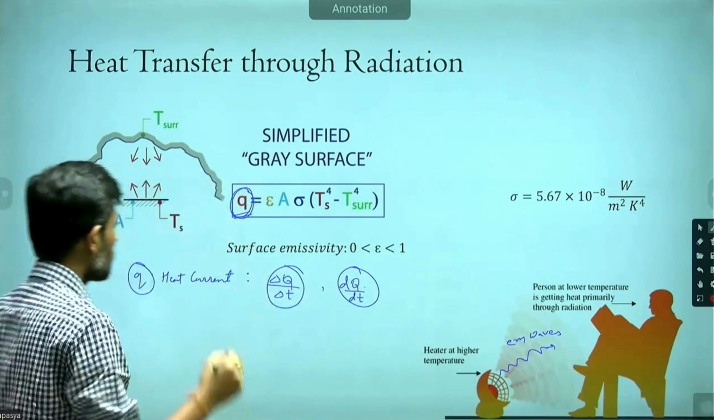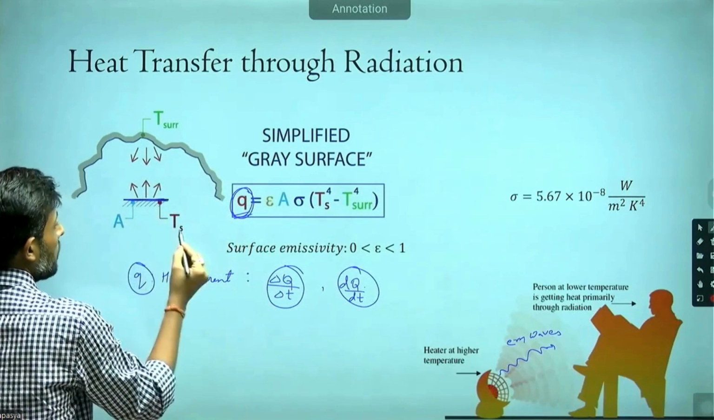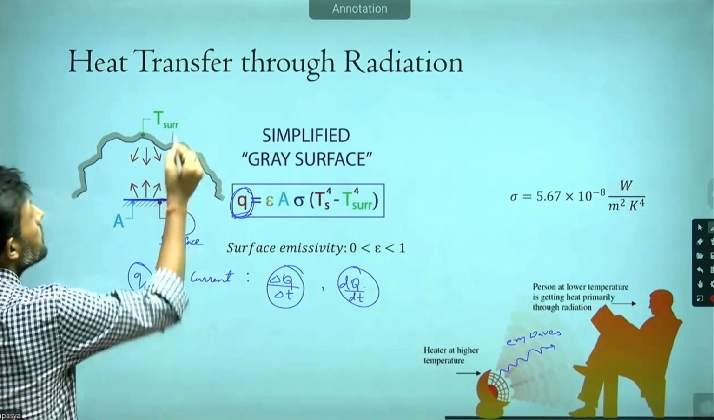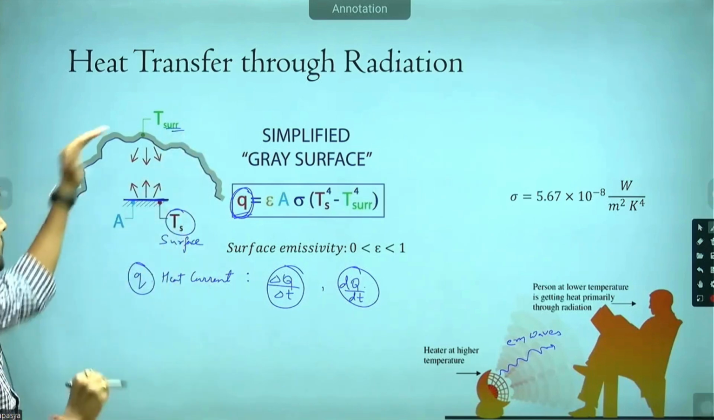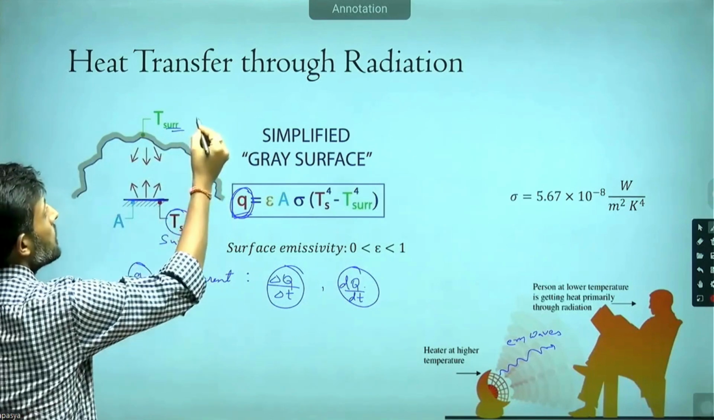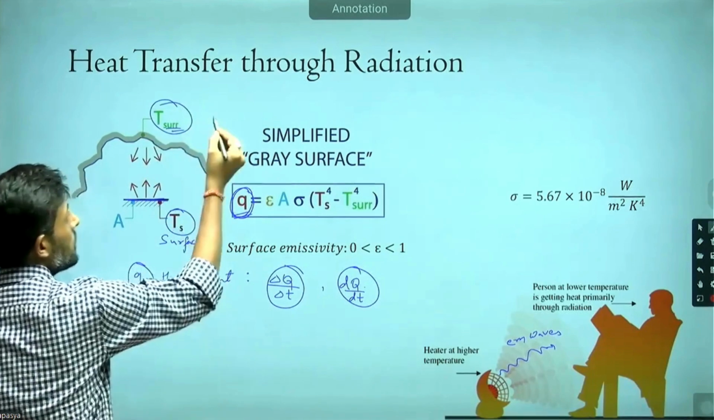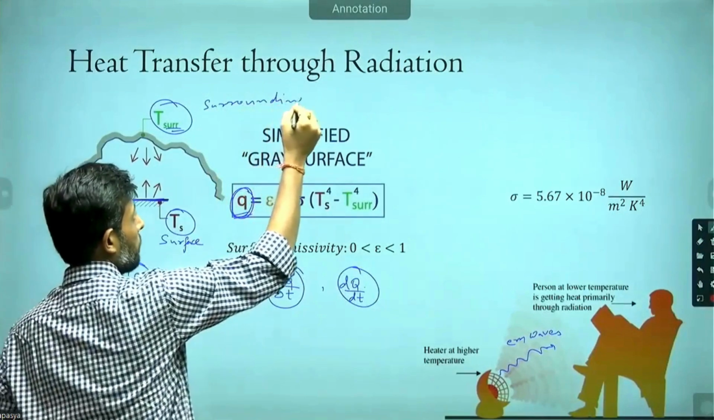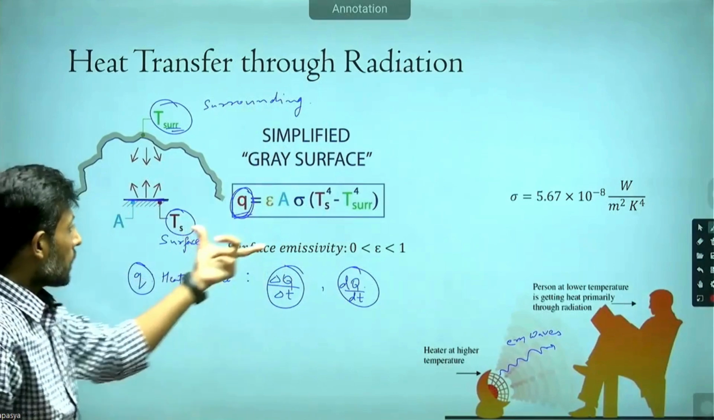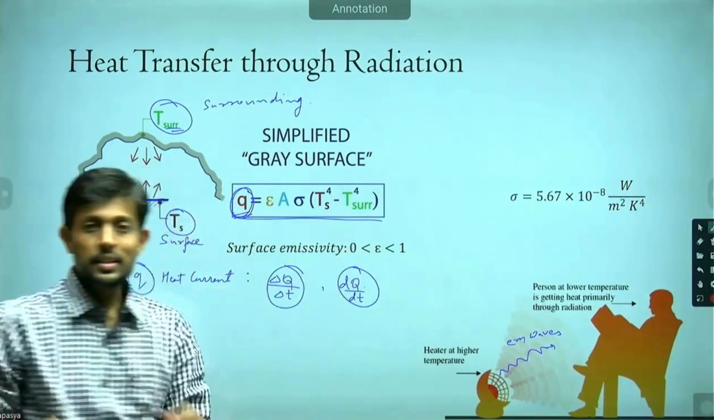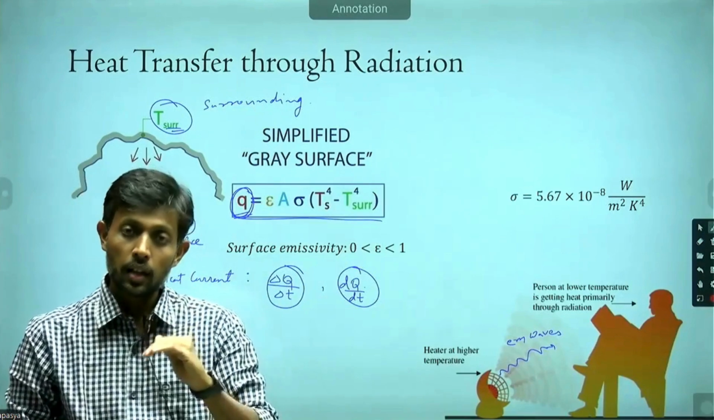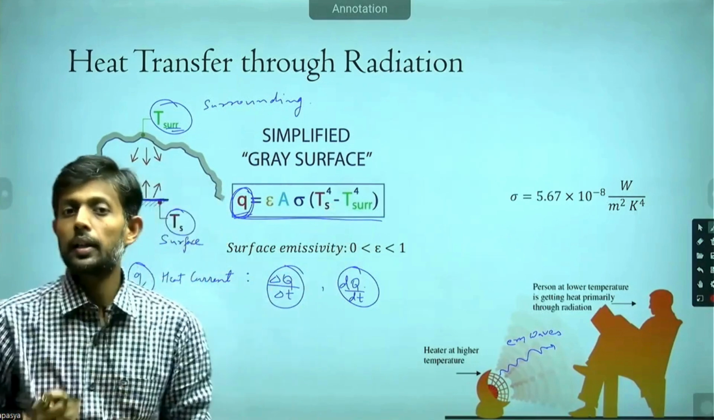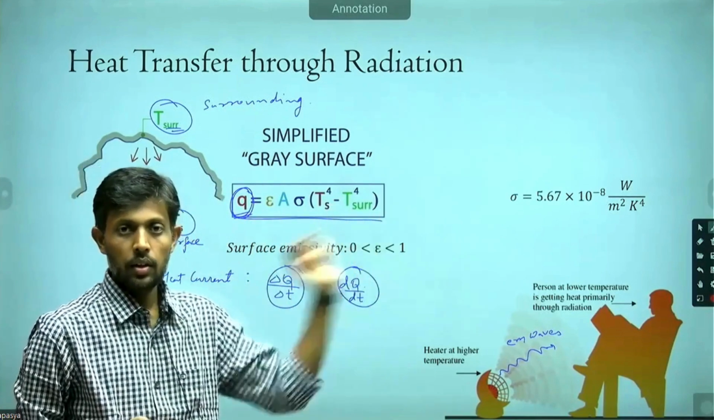So here we have two things. One is this surface. Ts is the temperature of the surface. Whereas this thing that you see, this is the surrounding, okay? And T surrounding is the temperature of the surrounding. What we have written here, this expression, is the net heat current. So it's the heat coming out of the surface minus the heat absorbed by the surface. That is what is written here.